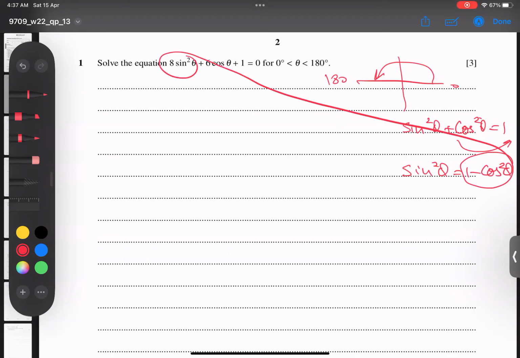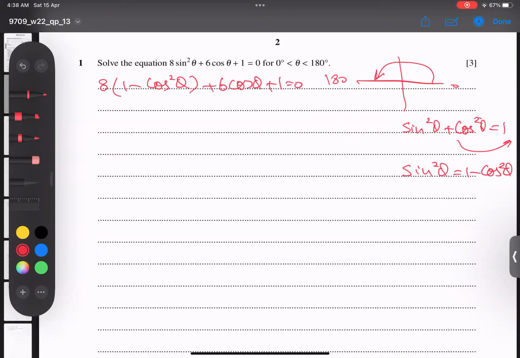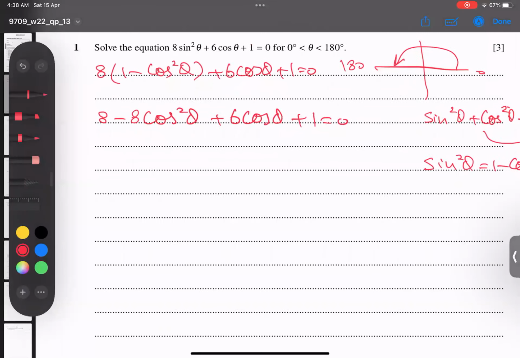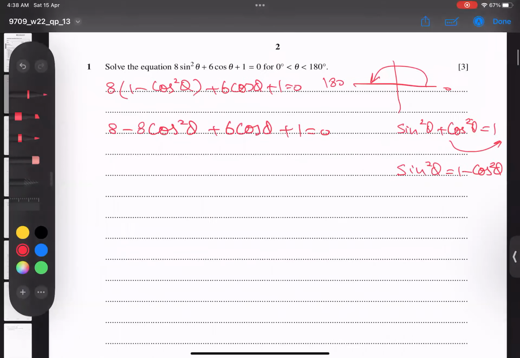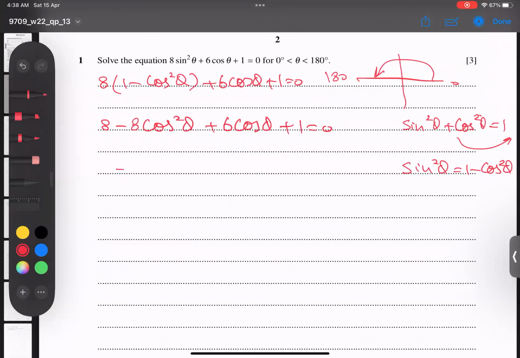I'm going to replace this value here, but make sure the 8 is outside. Plus 6 cos theta plus 1 equals 0. Arranging, 8 ones are 8, so 8 cos square theta plus 6 cos theta plus 1 equals 0. Reorder. Reorder means first of all I write minus 8 cos square theta, then 6 cos theta, and at the end 1 plus 8 gives 9.